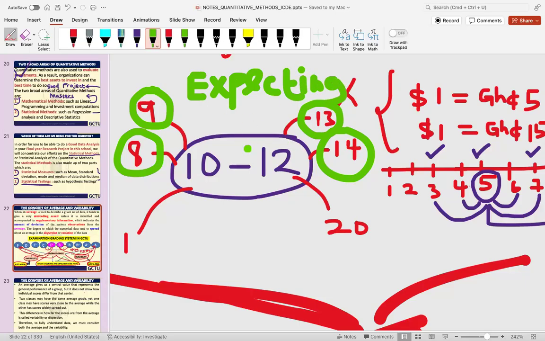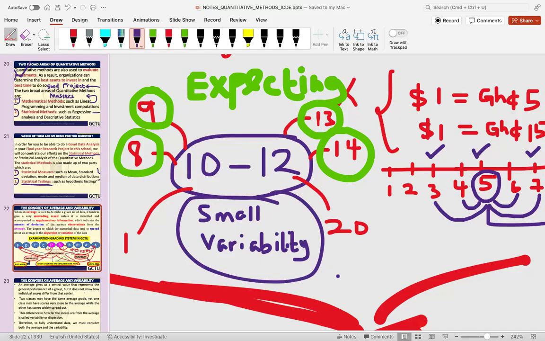So with that, we say that this one is recording small variability, which is acceptable. Okay. So that is what businesses try to work around. They always want to work around small variabilities so that you don't surprise consumers, or you don't want consumers to rise up and then throw their arms all over.